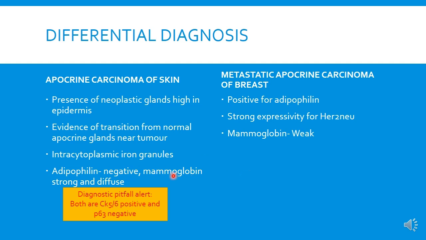However, it is likely to be strong and diffuse in apocrine carcinoma of skin, whereas it is weaker in apocrine carcinoma of breast. So both the markers CK5/6 and P63 are not of much help in differentiating both the tumors.